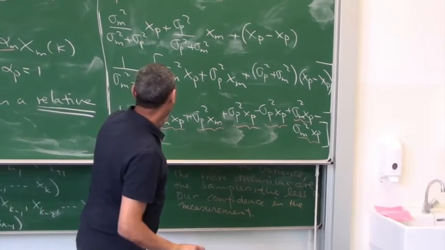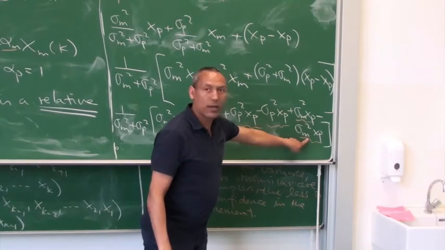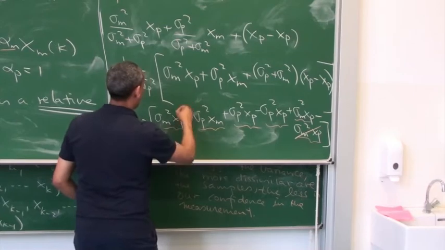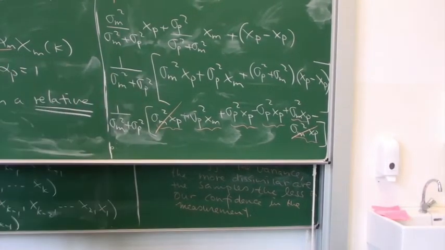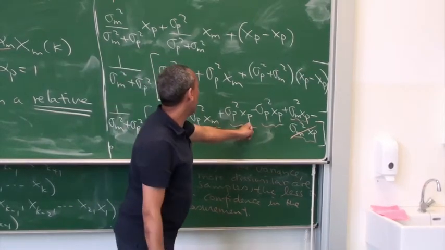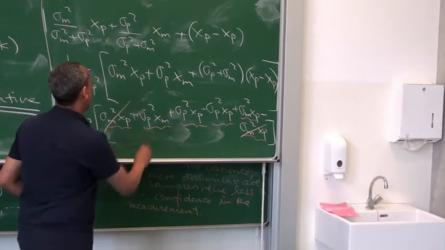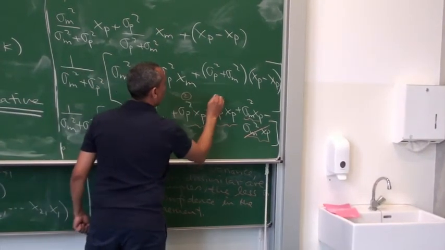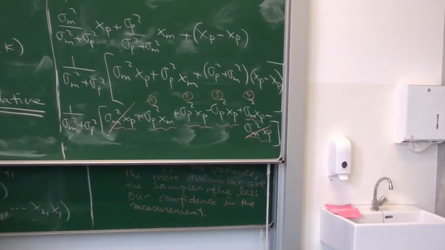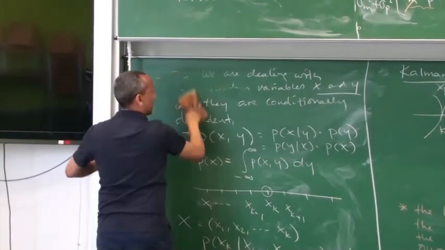Okay, sigma n p xp minus sigma n p xp, you see here. So we can't remove this. So what we have here is sigma p xn, sigma p xp minus sigma p xp. So we should have four terms: 1, 2, 3, 4. And now let's put like terms together.